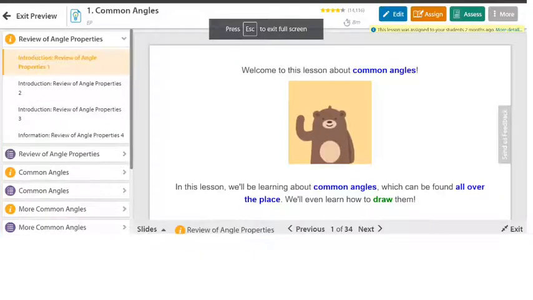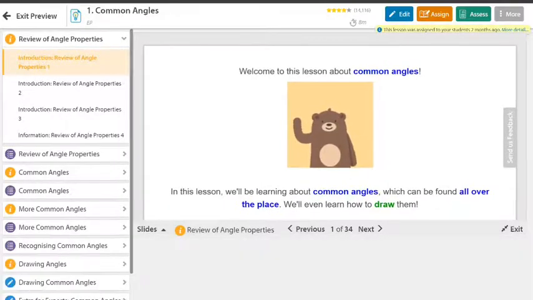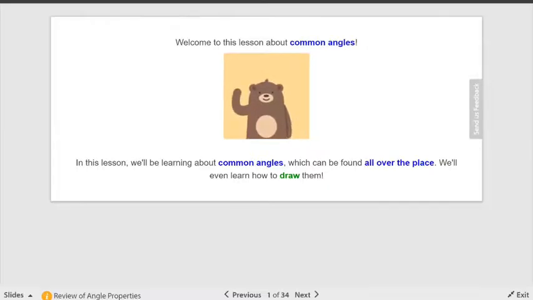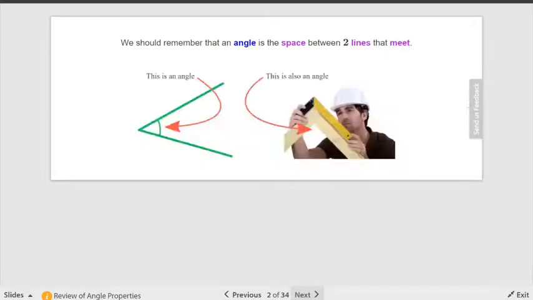Hopefully this is not the first time you've seen angles, but in this lesson, we're first going to start looking at what are called some common angles. So angles are found all over the place, and we're going to learn how to measure them, how to name them, and how to draw them.